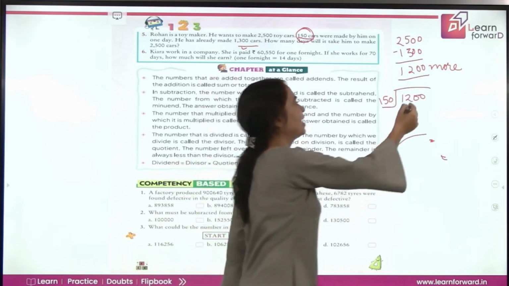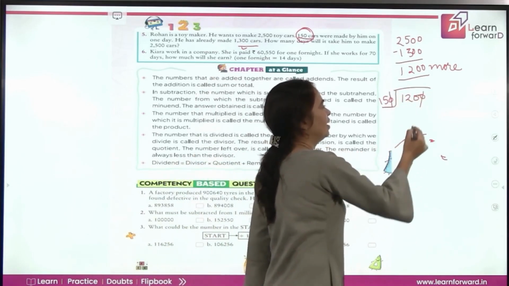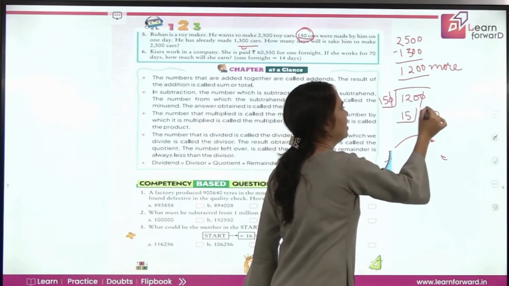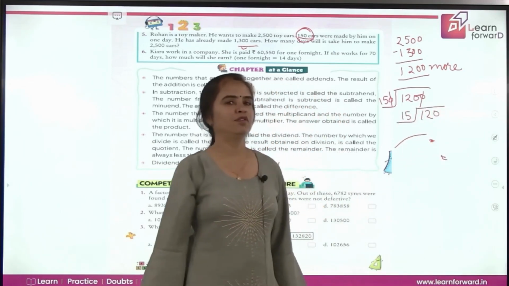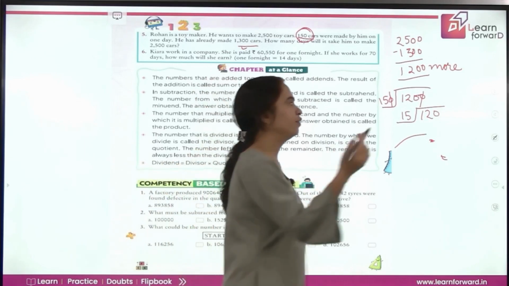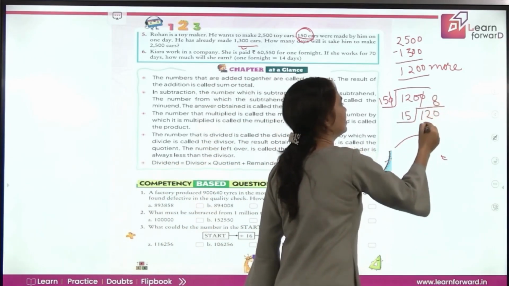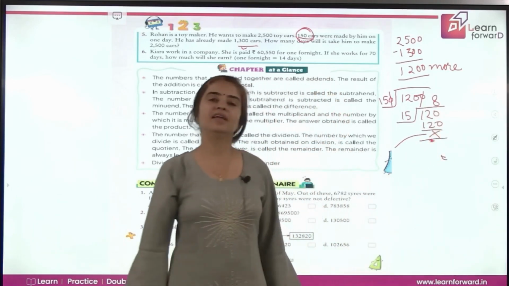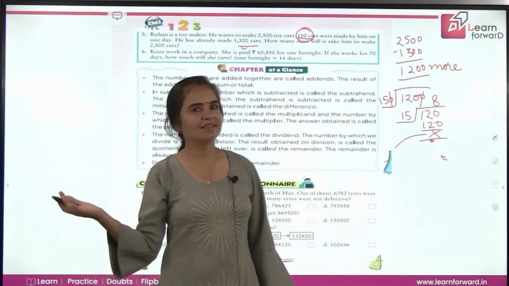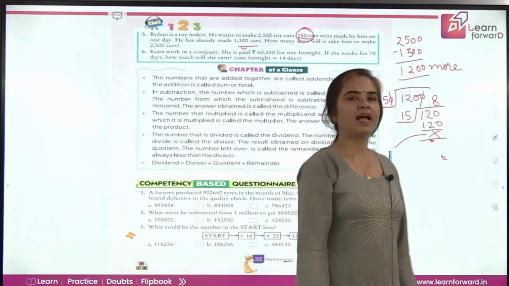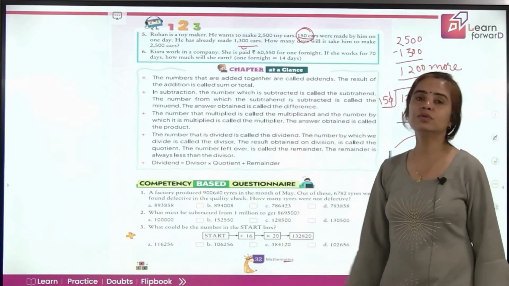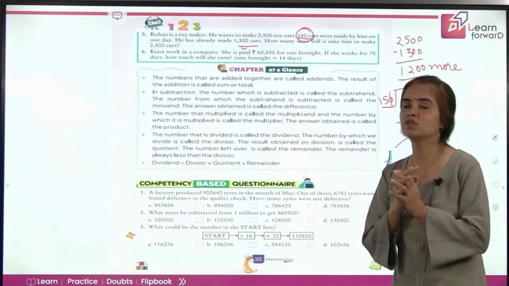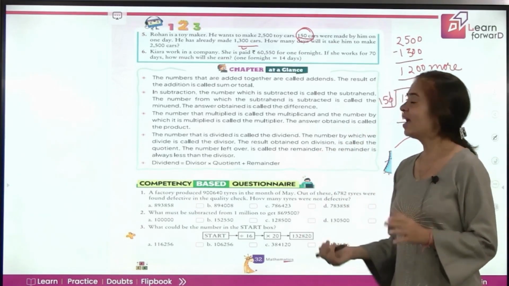Yes, we will be cancelling out one common zero here. So ultimately, you have to divide 120 by 15. And if you know the table of 15, you can directly reach the answer. 15 eights are 120. So he'll be completing this in another 8 days. Right? Okay. So, should I leave the last question for you to do yourself? Read it out, then see what you have to do and try.